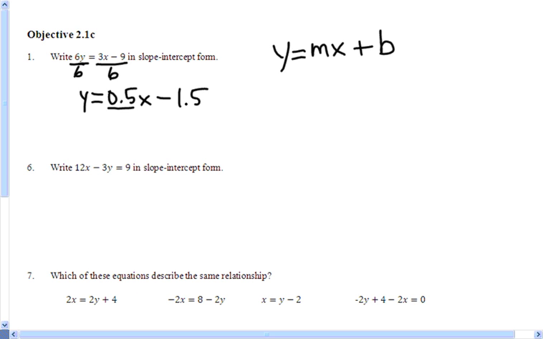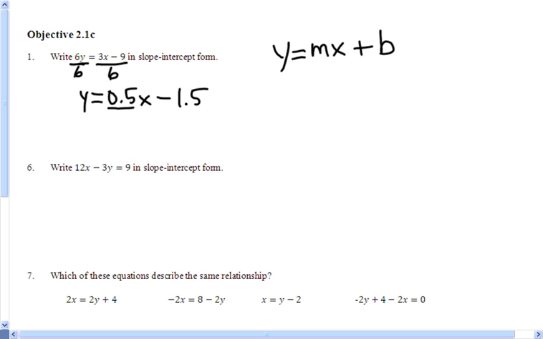Okay, the next one. Riley? 0.5. 3 divided by 6 is a half, or 0.5. Okay. The next one, right?